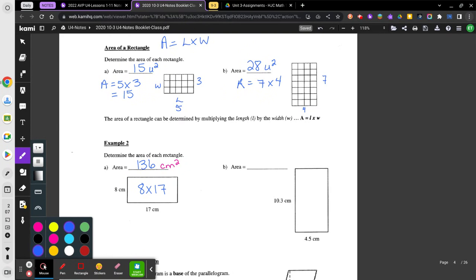On the next one, we need to take our length times our width. So we're going to take our 10.3 times 4.5. Your calculator will do it. And if the question doesn't tell you how to round, round to 2 decimal places. Okay? One is okay, 2 is more accurate. So on this one, we're going to get 46.35. And this one is also in centimeters squared.